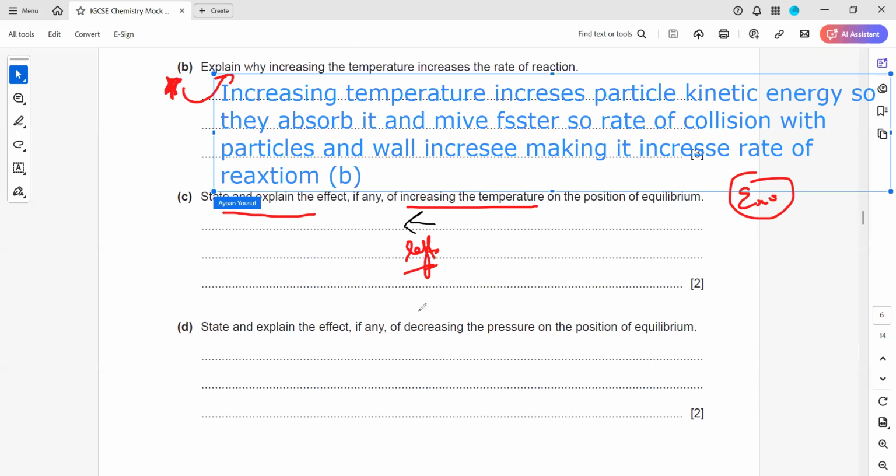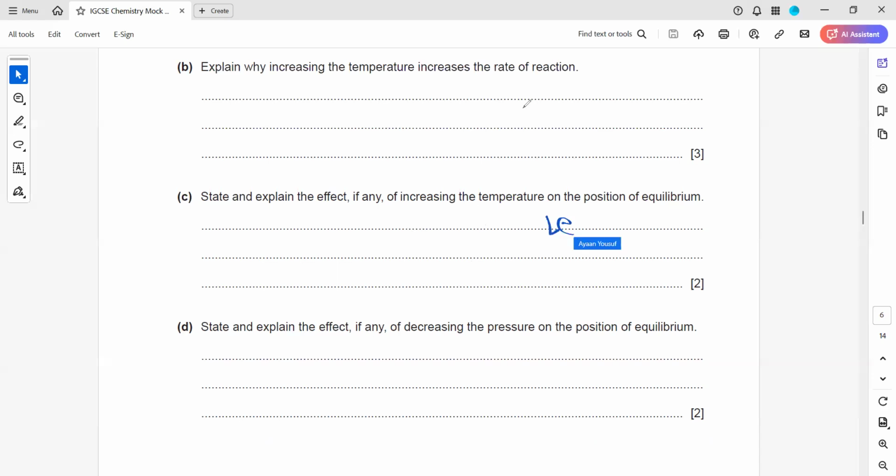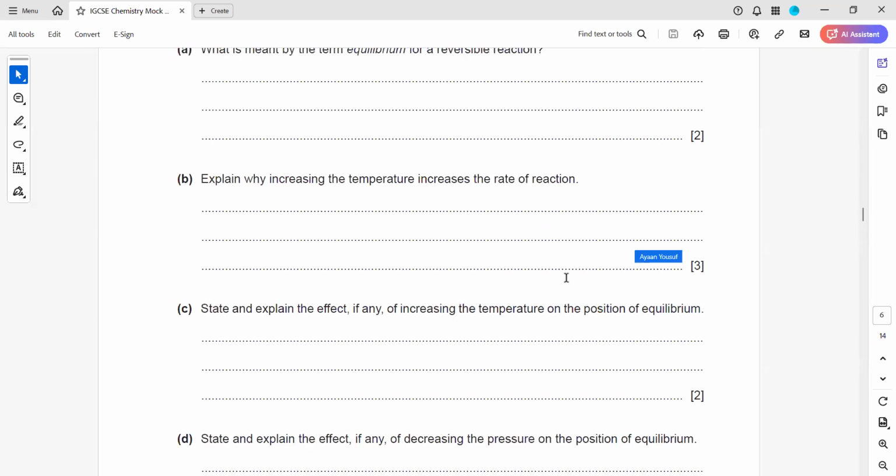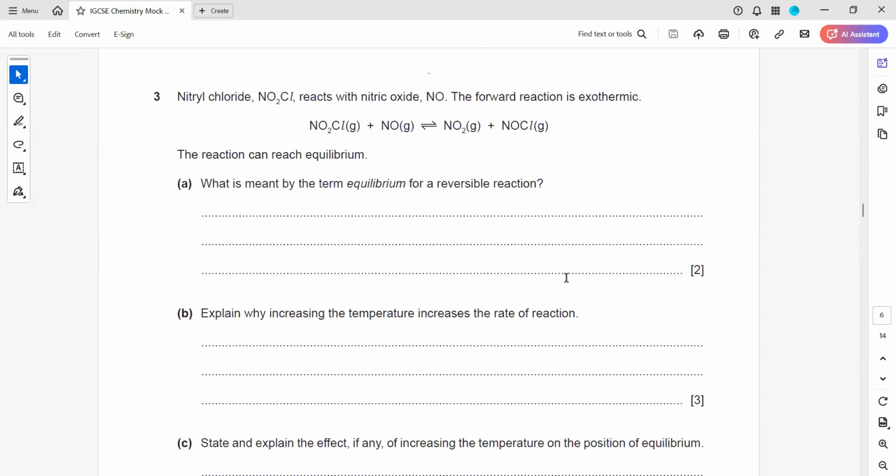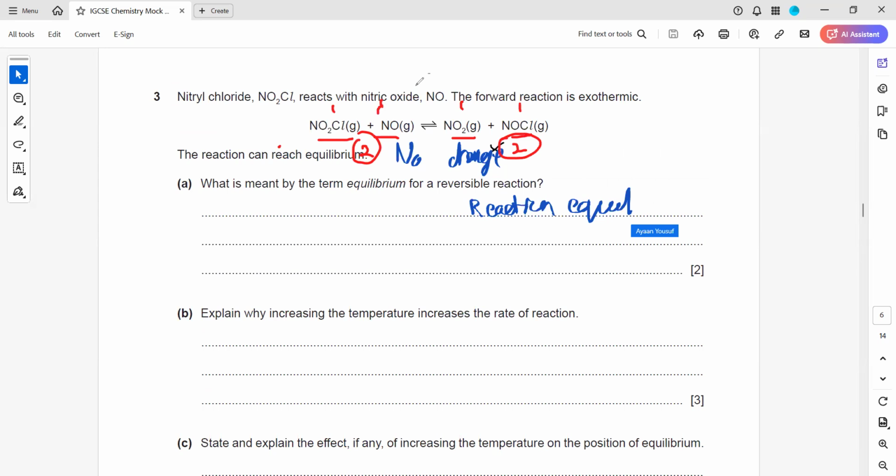State and explain the effect, if any, of decreasing the pressure on the equilibrium. So what is the effect of decreasing the pressure on the equilibrium position? When we compare the moles here, we have 1 mole of gas and 1 mole, total 2 moles. Here we have 1 mole of gas and 1 mole, 2 moles. Because we have an equal number of moles of gas, there is no effect of pressure on equilibrium.